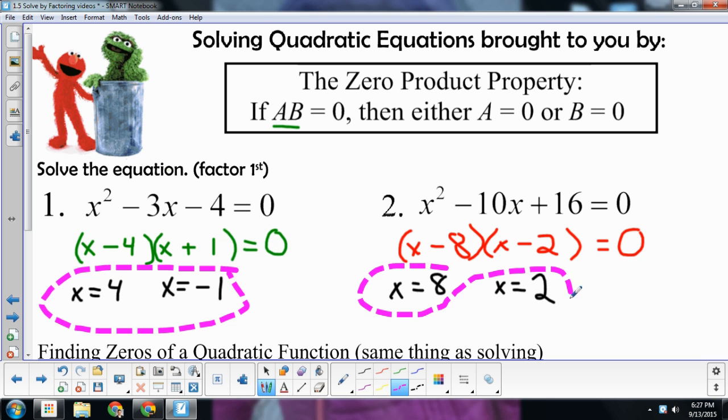Okay, true statement. And you can even plug them back into the original and check it if you like. If I take 8 squared, let's say, 8 squared is 64. Minus 10 times 8, which is 80. Well, 64 minus 80 is -16, and -16 plus 16 is 0. Same thing if I use 2. 2 squared is 4, minus 20 is -16. -16 plus 16 is, once again, 0.